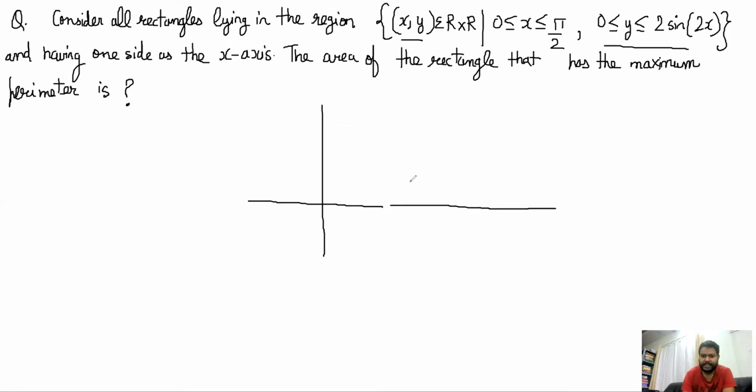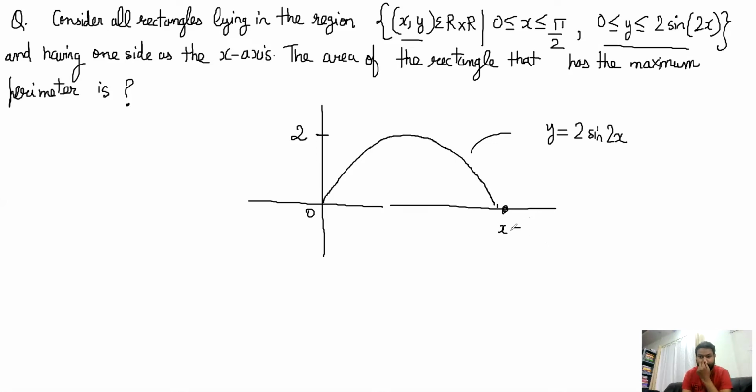2 sine 2x will basically be, this is x and x is still pi by 2. So sine 2x will be a sine pi curve. So it will look something like this. And this is the maximum value, which is 2. So this is my curve y is equal to 2 sine 2x for x going from 0 to pi by 2. This is x is equal to pi by 2, right? I'm sure this is clear to everyone. When x is 0, y is 0. When x is equal to pi by 2, again it becomes 2 sine pi, which is 0. This is the curve.